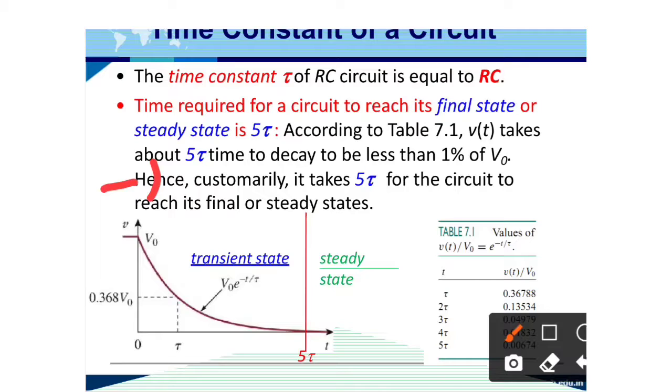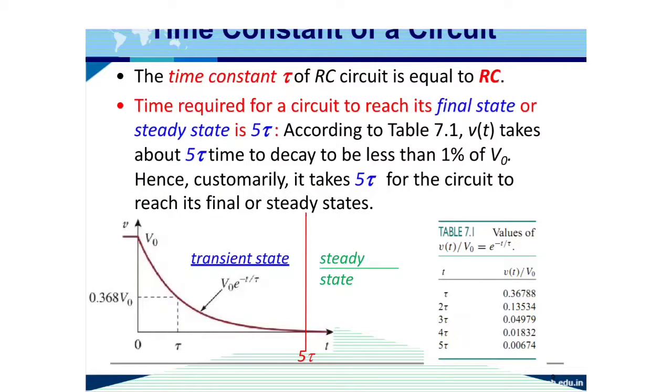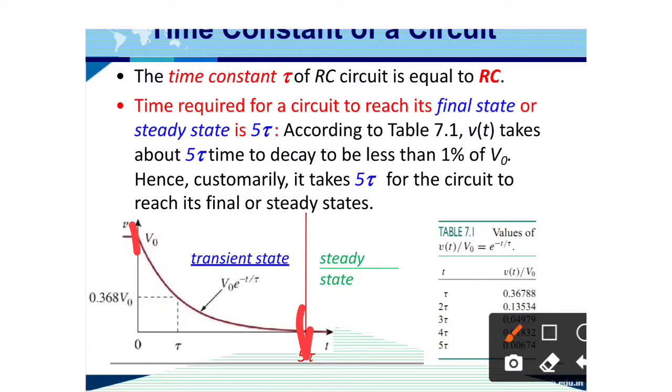So here is the graph between V and V0. V of t starts from V0 and reaches its steady state after 5 times the time constant. This is the value of V of t, V0 e raised to minus t by the time constant. After that it will be steady.